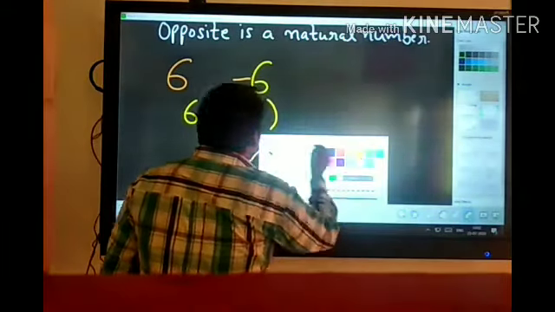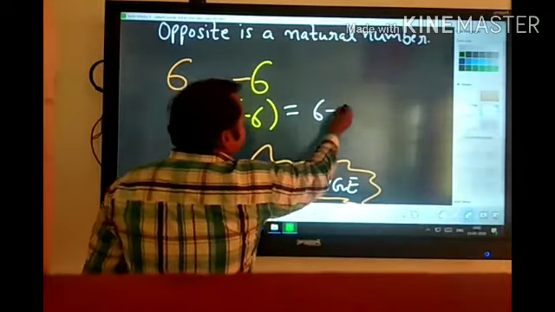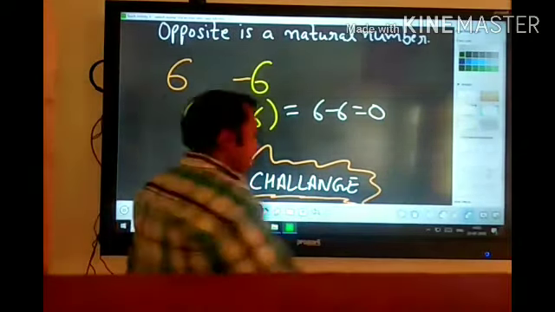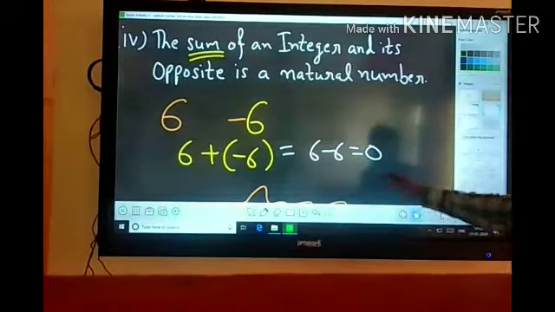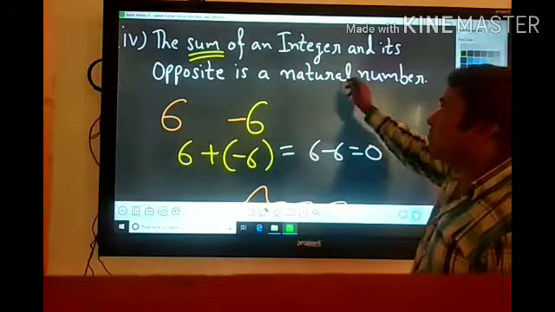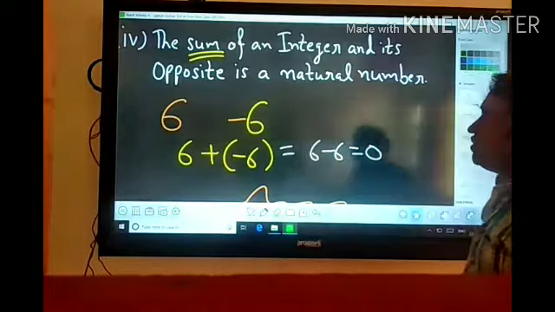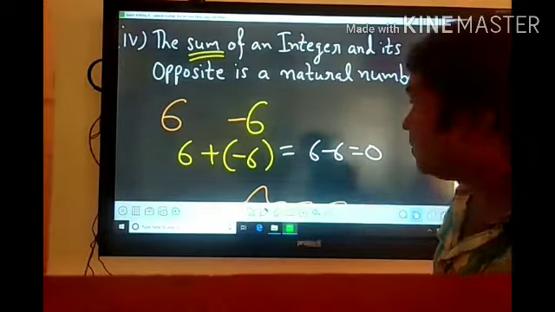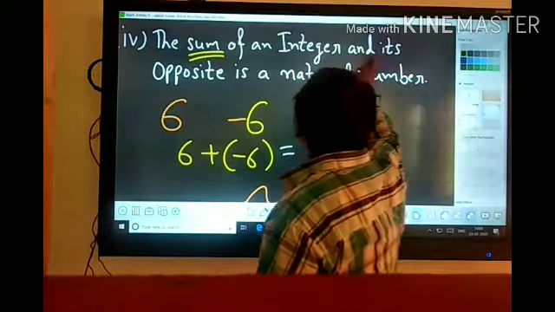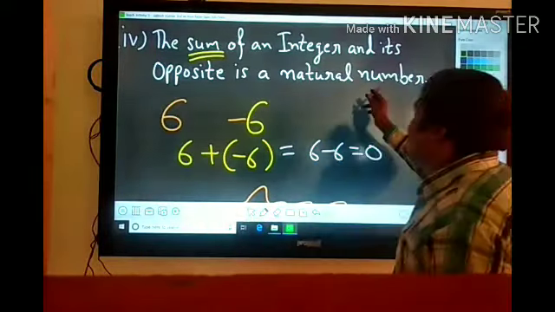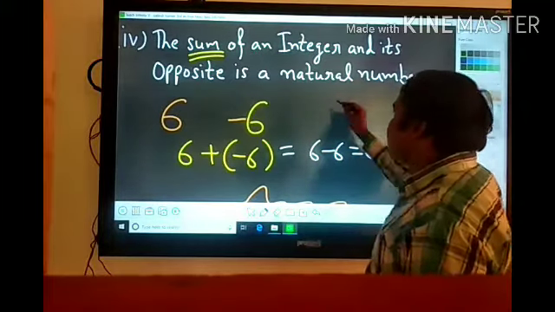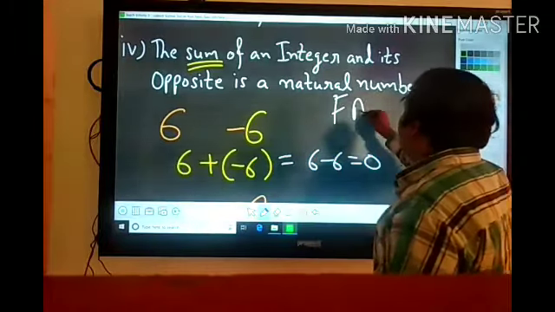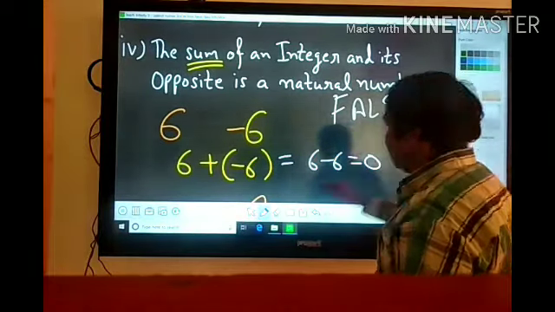Here you will see that on solving we get 6 minus 6, that is equal to 0. The answer is 0 and we know 0 is not a natural number. This is an integer. So we can clearly say that the statement, the sum of an integer and its opposite is a natural number, is not correct. So I will write that the answer is false. This is a false statement.